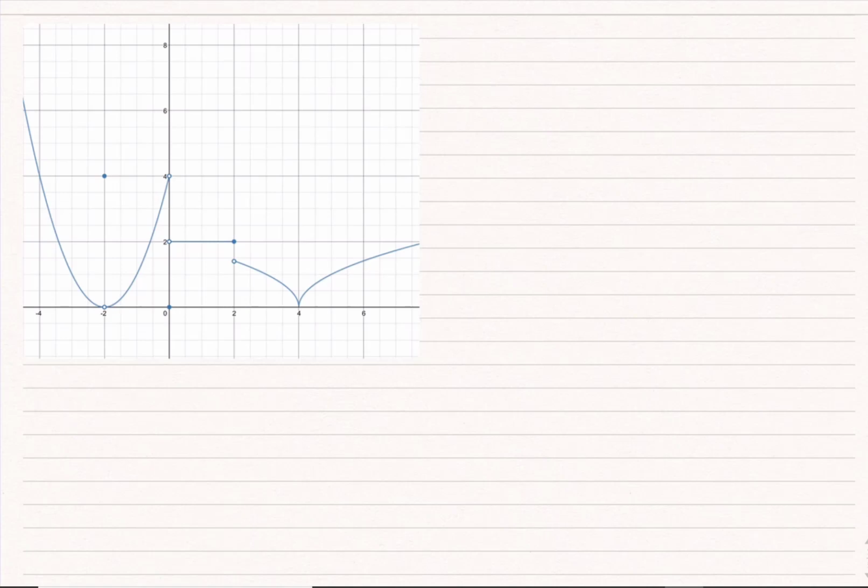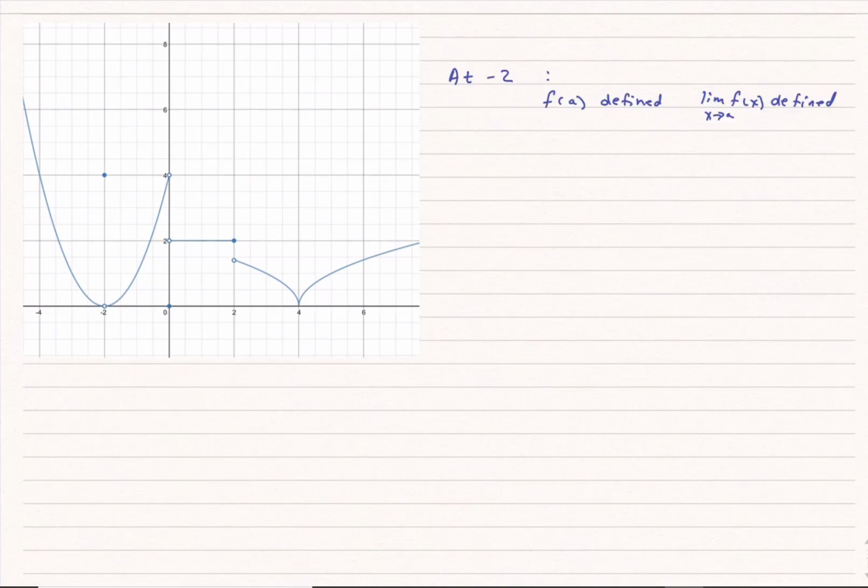So here's a graph. I think we looked at this in an earlier video. There looks like there's possible points of discontinuity at -2, 0, 2, and at 4. Let's first look at -2. At x equals -2, f of a is in fact defined. It's equal to 4. The limit as x approaches a of f of x is also defined. That, however, doesn't equal 4. That limit as x approaches -2 from either side is 0. Therefore, even though it passes the first two items of my checklist, because f of a does not equal the limit of f of x as x approaches a, that means this is discontinuous.